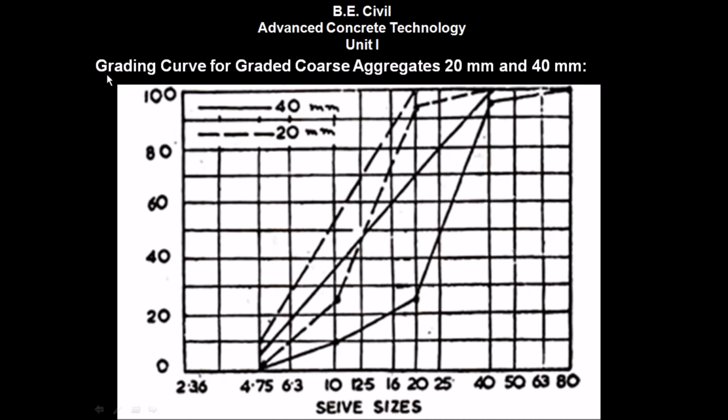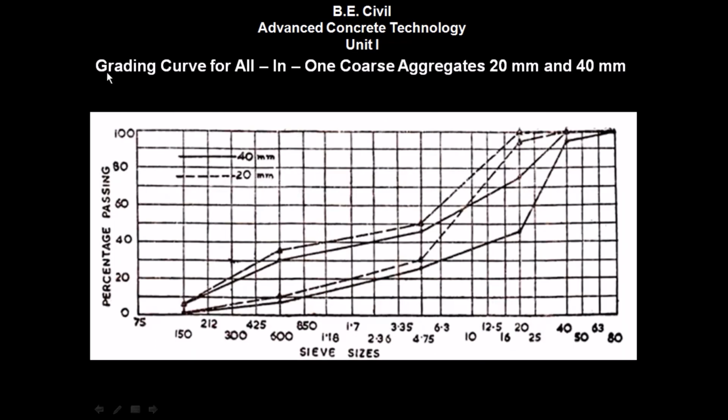Now we are seeing the grading curve for the graded coarse aggregate of 20 mm and 40 mm. So the dark line is again the 40 mm coarse aggregate, and the dotted line is the graded coarse aggregate of 20 mm. Now we are seeing the grading curve for the all-in-one coarse aggregate, that is 20 mm and 40 mm. Again here the dark line is of 40 mm coarse aggregate all-in-one, and the dotted line is the all-in-one coarse aggregate of 20 mm.